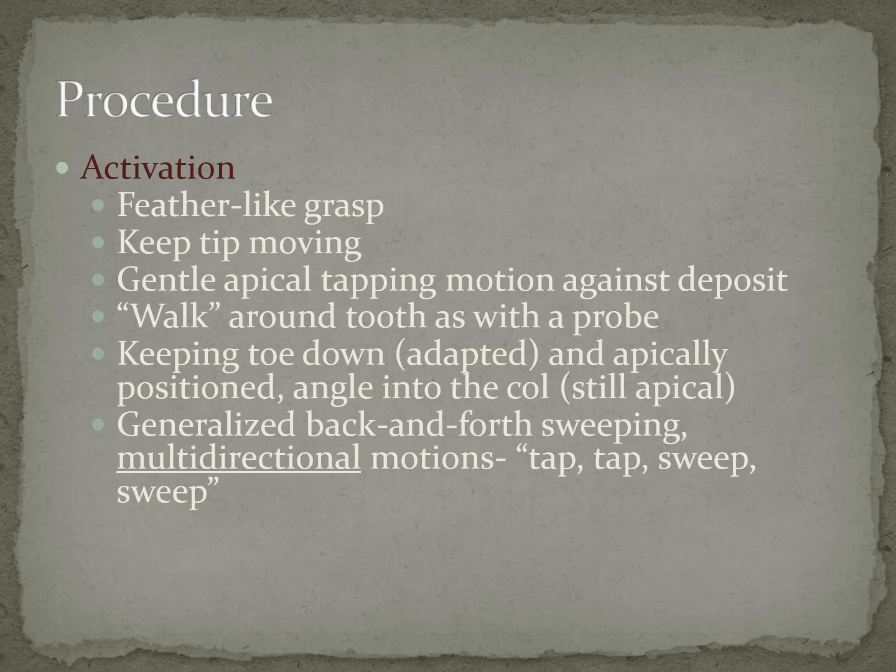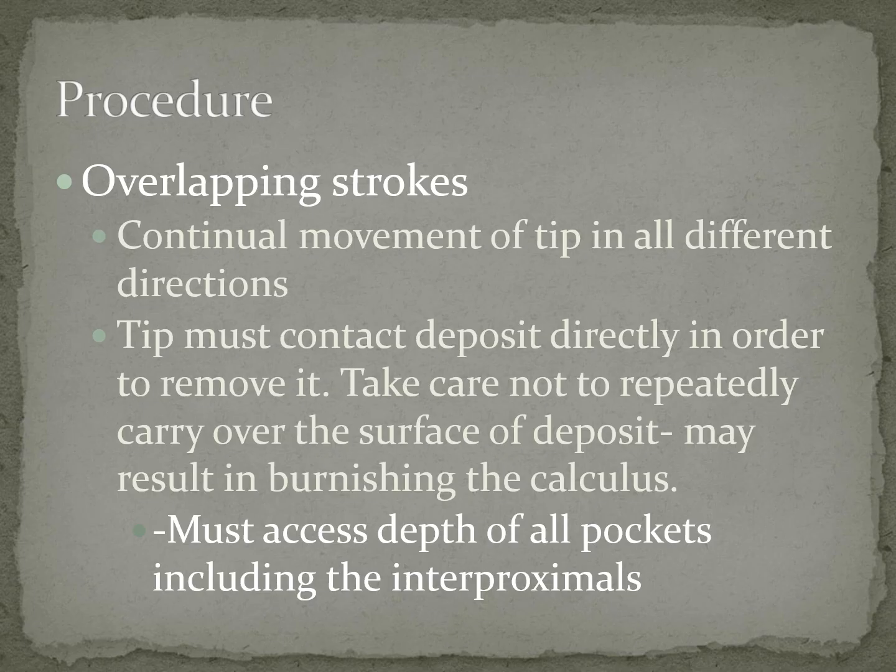So you're going to use a generalized back and forth, sweeping, multi-directional motion. So again, you're going to hear me say tap, tap, sweep, tap, tap, sweep. Okay. We're just going to constantly keep moving, but you're always going to want that toe pointed towards the junctional epithelium. You're going to use overlapping strokes, continual movement of that tip in all different directions. So that tip must contact the deposit directly in order to remove it. So if the tip does not come in contact with the calculus, you're not going to remove it.